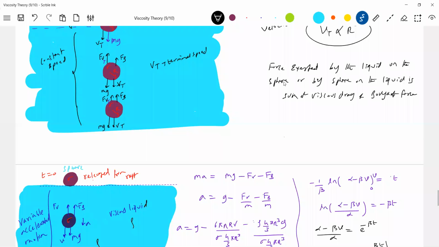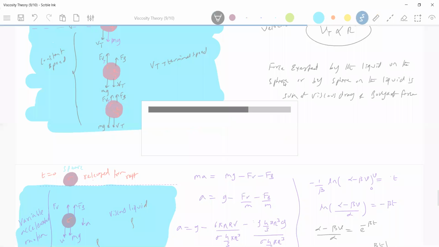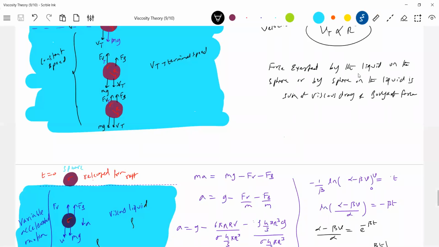So like this, we have to calculate the same thing. In exams, what they ask, find the force exerted by the sphere on the liquid. So I think you'll be in big trouble. So that background, Newton's third law has to be applied here. Any doubts? If you have, you can clarify it.